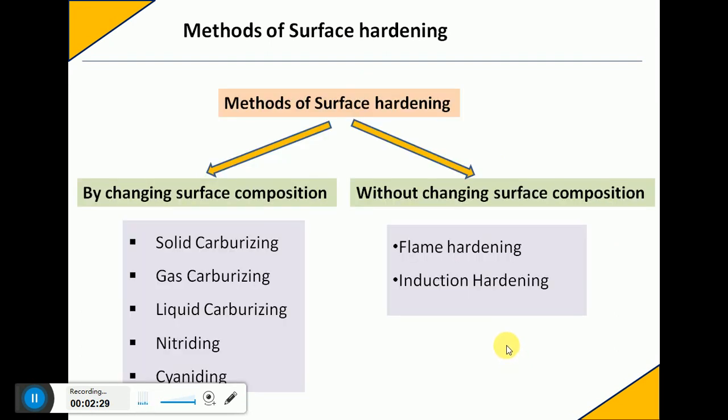Methods of surface hardening. There are two types of methods. First is by changing surface composition, and second one is without changing surface composition. Changing surface composition includes again five methods: solid carburizing, gas carburizing, liquid carburizing, nitriding and cyaniding. And without changing surface composition, flame hardening and induction hardening. Now we will see flame hardening.